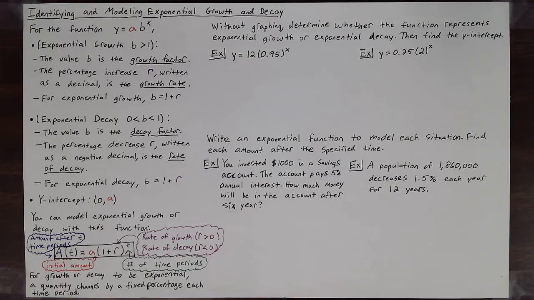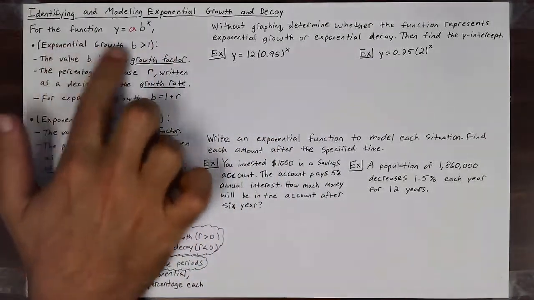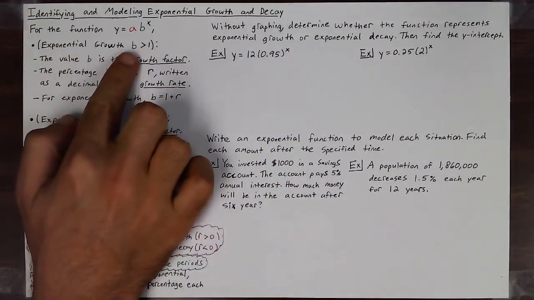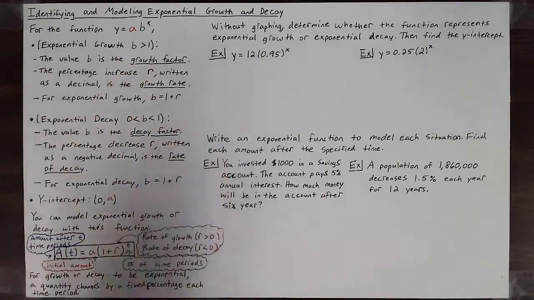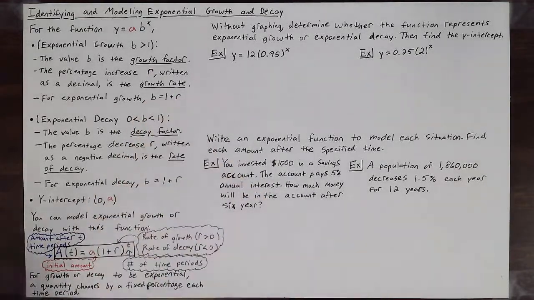In this video, we're going to learn how to identify and model exponential growth and decay. So in order to do this, we're going to reiterate our point from the last lesson. Whenever that b value is greater than 1, this is known as exponential growth, and that b is the growth factor. Now, you can also represent growth with a rate. So if you ever say it's increasing by a certain percentage over time, that's known as a growth rate, and you would write b as 1 plus that rate.